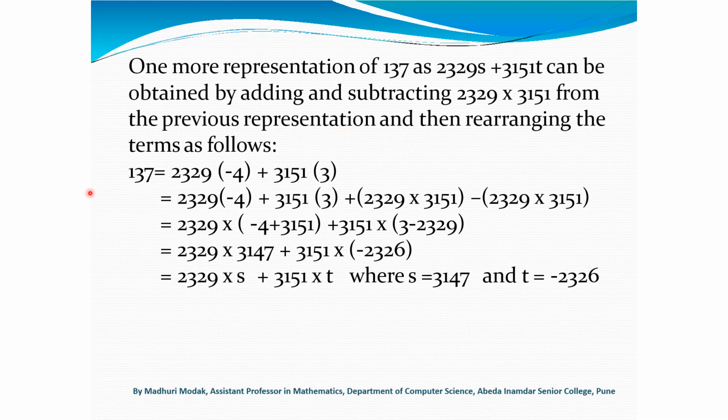So 137 is equal to 2329 into minus 4 plus 3151 into 3. This is our previous linear combination. Now in this we are adding 2329 into 3151 and again we are subtracting it to maintain that equality. Now from the first and third expression we can take 2329 common.